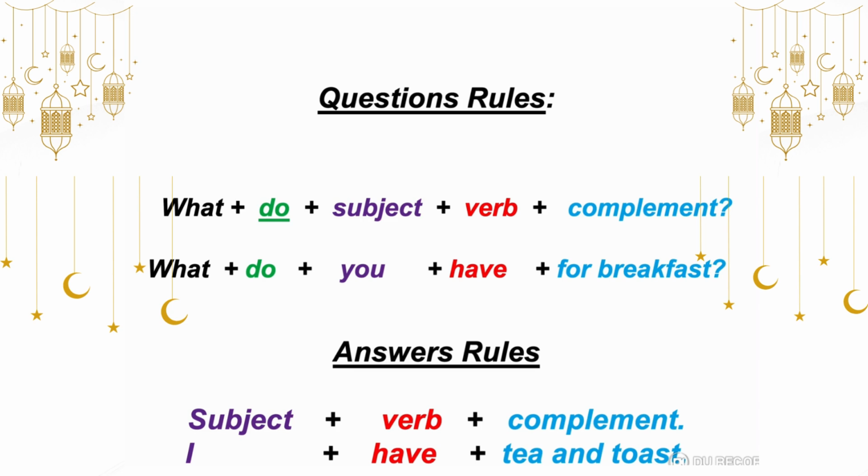So, for example, what do you have for breakfast? So what is the WH word. Do is the auxiliary, plus you the subject, have the verb, and for breakfast, complement. So this is the question. Let's see the answer rules. So always we start with subject, I, you, he, she, it, we, you, they, and the verb have, for example, and the complement. So subject, verb, complement. I have tea and toast. So we are going to practice these rules in real sentences.